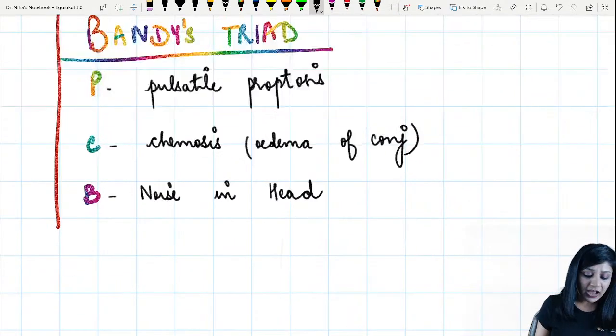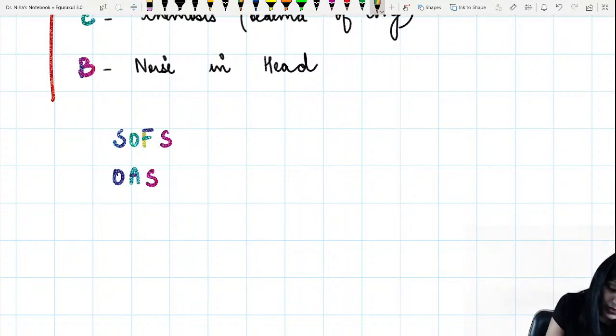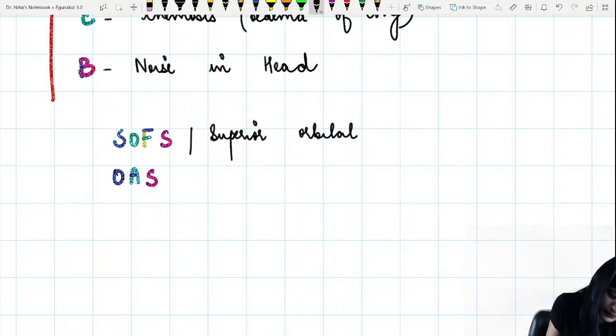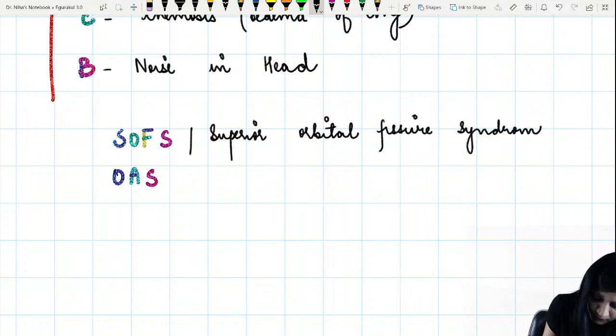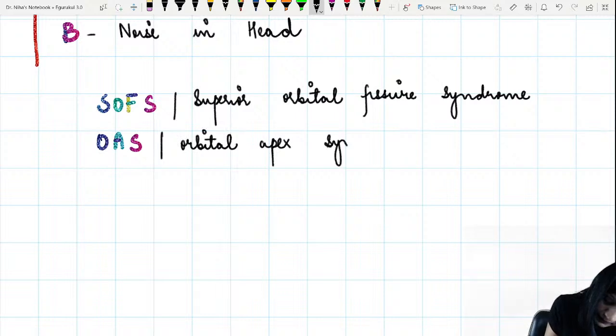Yes. Now, what if it is a case of superior orbital fissure syndrome or orbital apex syndrome? This is your superior orbital fissure syndrome, or it can be a case of orbital apex syndrome.